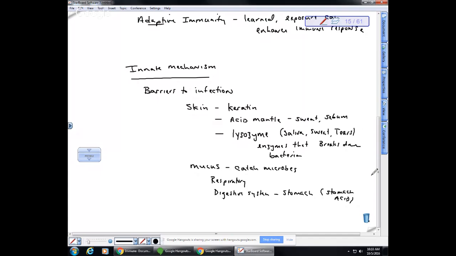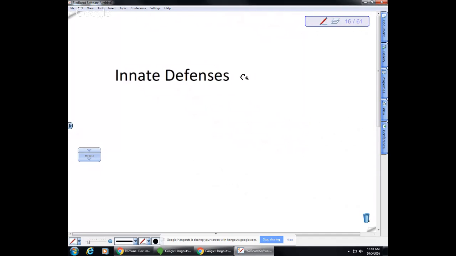We also have cells that function in the innate defenses. So we'll just put continued here. So we have cells. One example of the type of cell that functions in innate defense would be the phagocytes. The phagocytes include neutrophils and macrophages. Does anybody remember what type of leukocyte macrophages are derived from? Monocytes, right? Monocytes mature and can develop into macrophages.